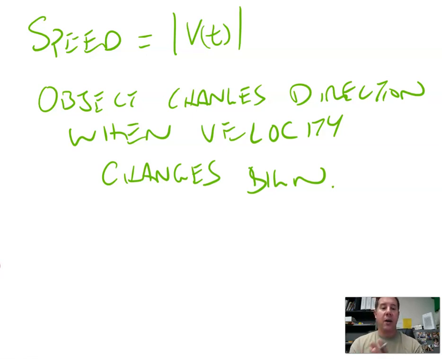But anyway, so I know that objects are going to change direction when the velocity changes sign. Again, if it's positive, it's moving to the right. Then if it's negative, it's moving to the left. So when my velocity changes sign, I know the object has to change direction. Okay, so let's kind of play around with this just a little bit here.